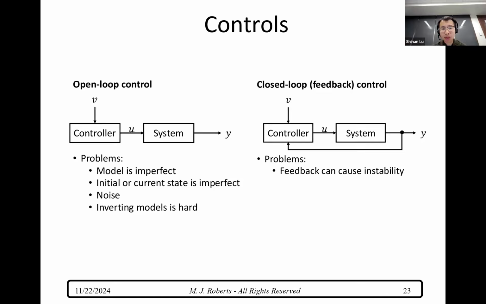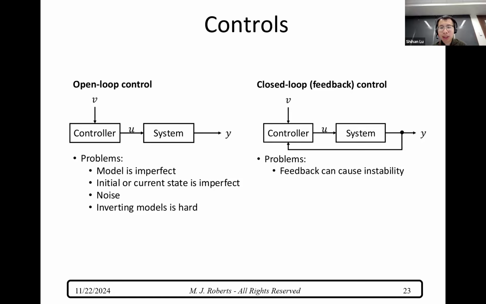And the second is the initial and the current state is always imperfect. We pick the states we're interested in for our system, but those states usually come with different noises in sensing and tracking. Also, the noises are everywhere, from the external environment and also from your own system dynamics as well. And inverting those models is pretty hard.